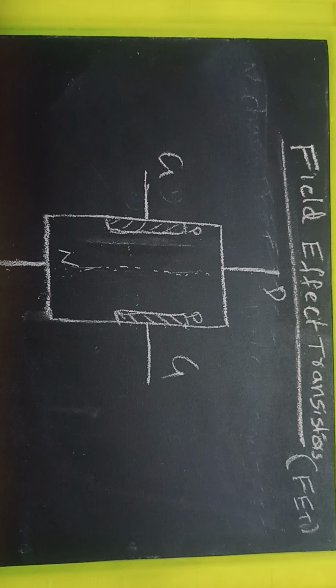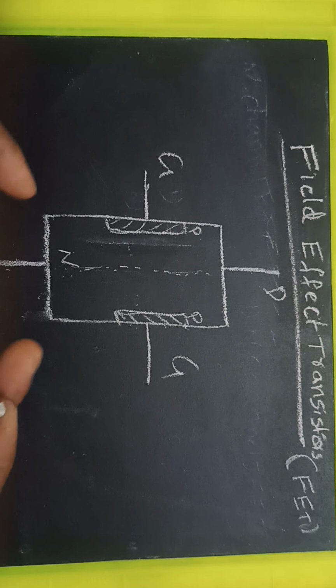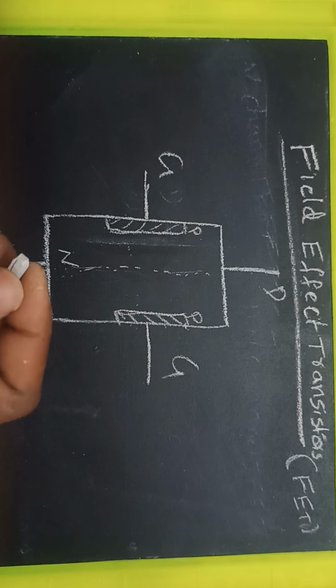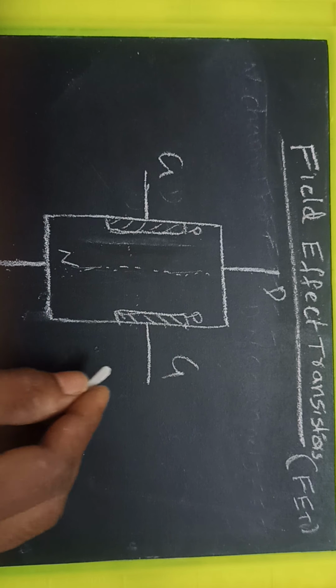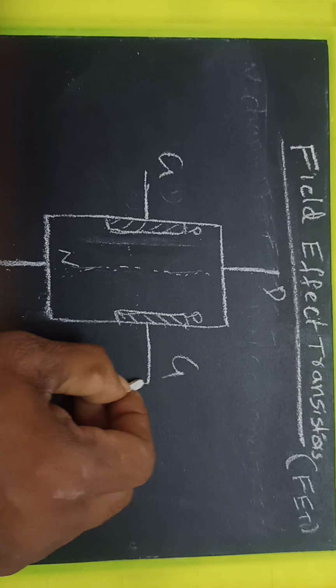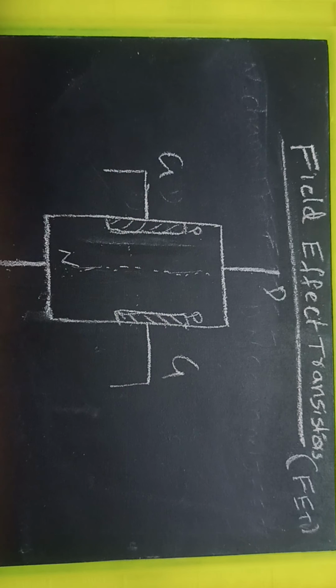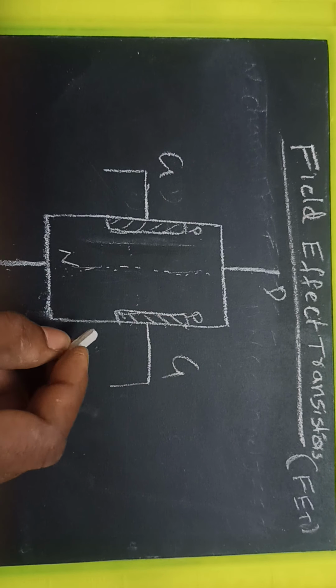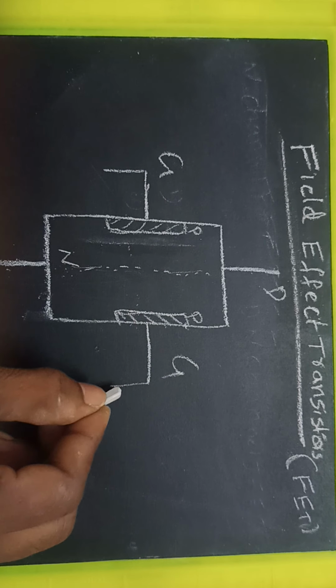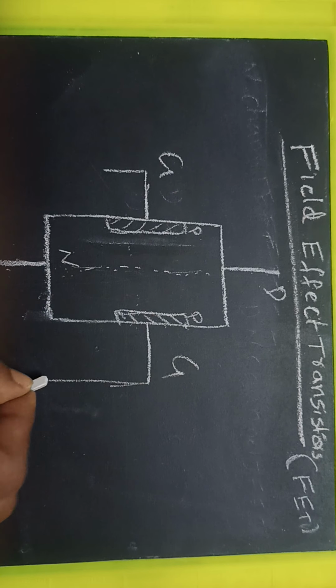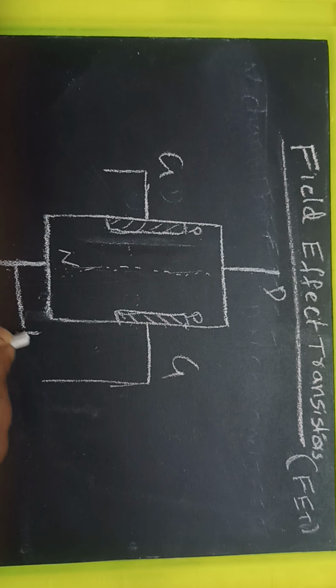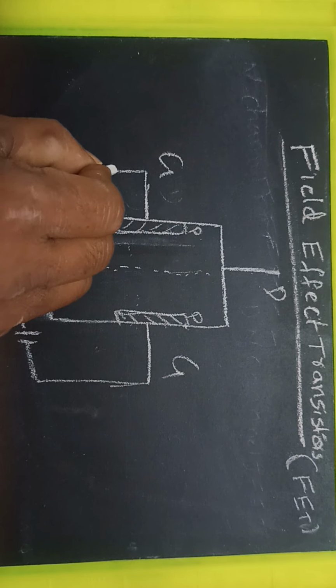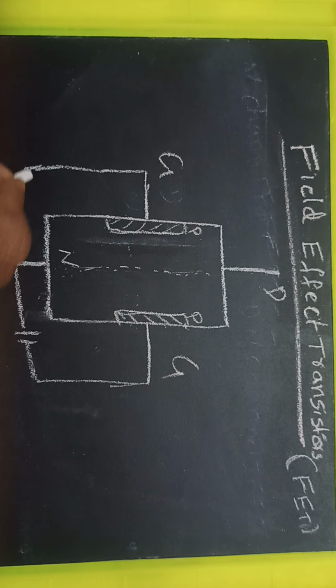So this layer is known as depletion layer. The depletion layer width increases by applying the reverse bias voltage. So we have to apply reverse bias voltage to the gate terminals. Reverse bias voltage means for the p-type material, we have to apply negative voltage. Similarly, for the other p-type material, we have to apply negative voltage.